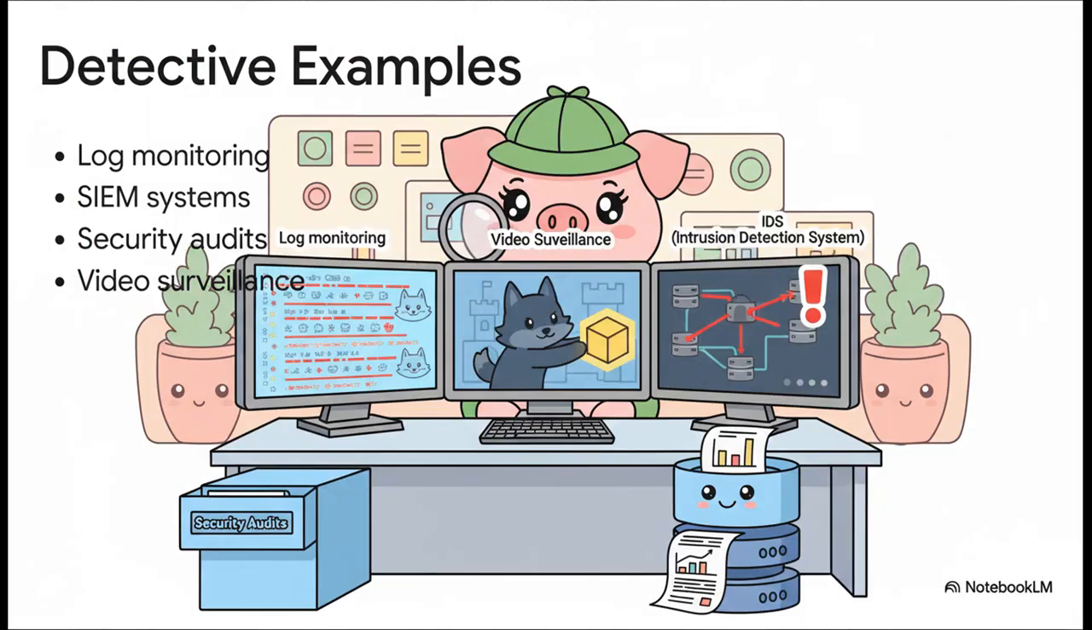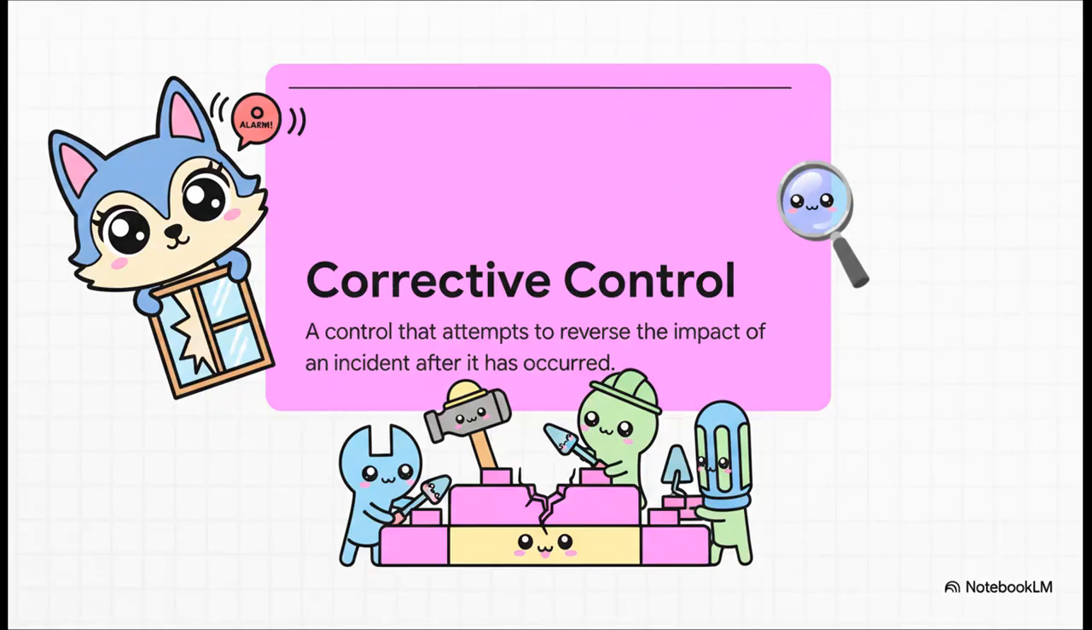So these controls are all about finding the evidence, right? We're talking about monitoring system logs for suspicious activity, using a SIEM, that's a security information and event management system, to connect the dots, or performing security audits. A classic example is an intrusion detection system, or IDS, which alerts you to bad traffic that's already on your network. The alarm is blaring. The wolf got in and broke something. So what do we do now? We deploy our corrective controls. This is our fortress's emergency repair crew.